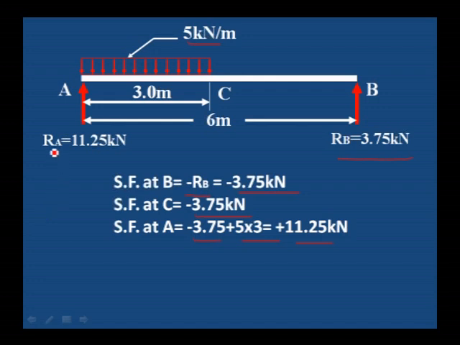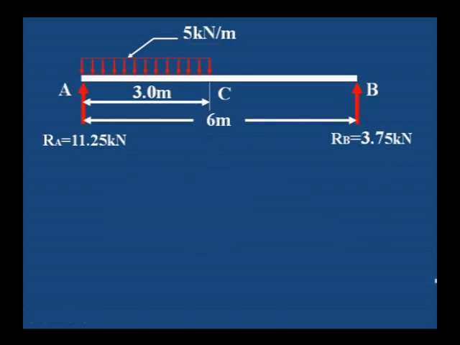You can observe RA is also 11.25. Shear force at A will be the RA value, shear force at B will be the RB value. In between that we have to calculate. Next, bending moment at B is equal to 0. At B it is 0.